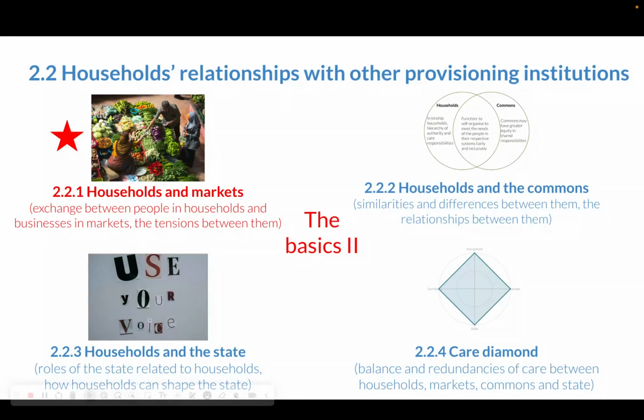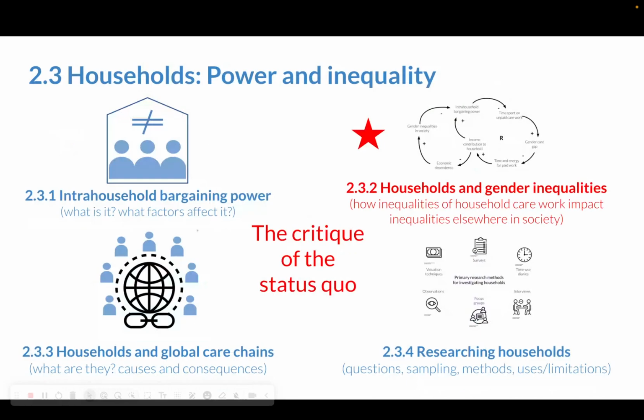between these 4 institutions. Again, if you're looking at a very limited period of time, my suggestion would be to look at households and markets because the tensions here are so great. And because students in your mainstream course are likely looking almost exclusively at markets, understanding the dynamic there with households is important.